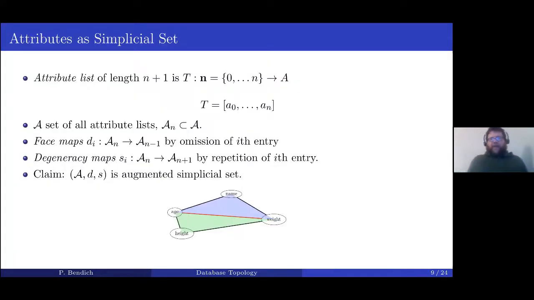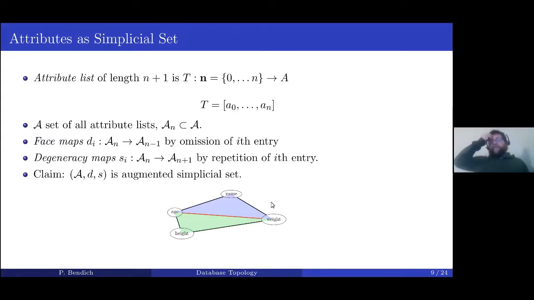Okay, so now here is some actual combinatorics and some math. We're going to say that an attribute list of length n plus 1 is just a function from {0,...,n} to the set of attributes. So there's my ordered list. And I'm going to consider script A to be the set of all such attribute lists, where script A sub n is all the ones of length n plus 1. I have face maps, which map an attribute list of length n plus 1 down to an attribute list of length n, where I just omit the ith entry. So that's exactly what you'd think of, just take a triangle, map it down to the edges by face maps.